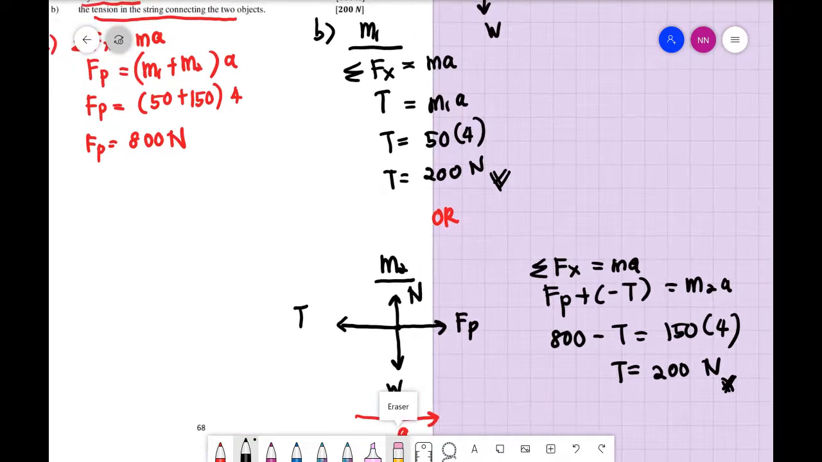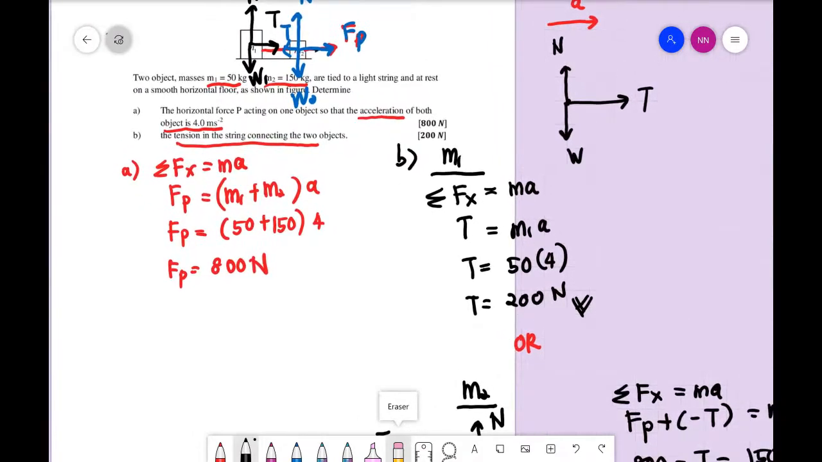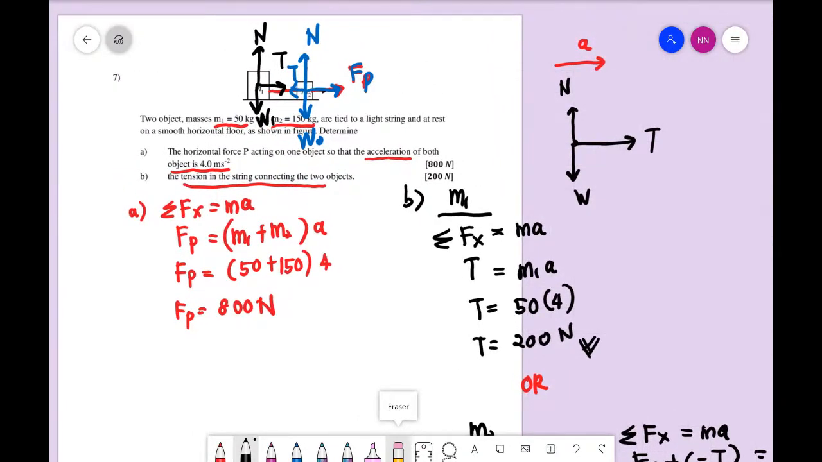Okay, the value of T is the same because it's the same string. But tension for M1 is away from M1, and tension for M2 is away from M2, but their magnitude is the same. Okay, the magnitude T is the same because this is the same string.